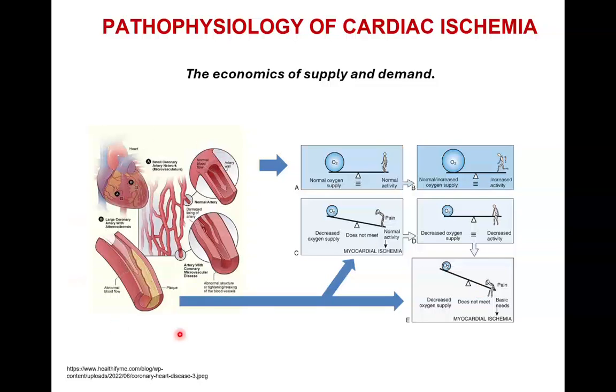So what are we looking at here? We've got a normal artery. We've got an artery with a small impingement on the size of the lumen. And then we've got an artery where we've got a huge plaque, so we really have reduced the size of the lumen in this particular case.